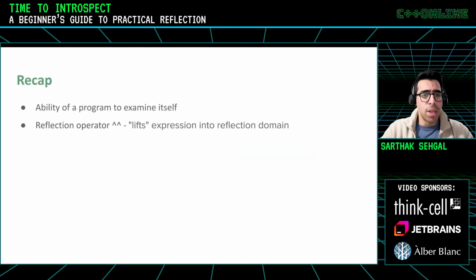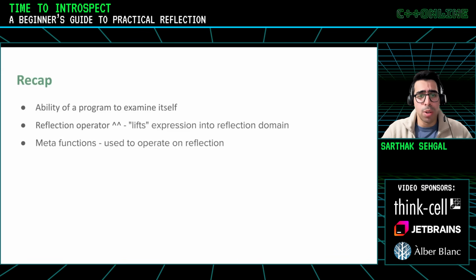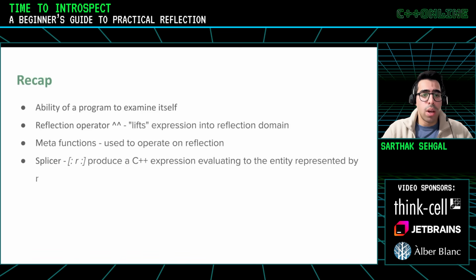To recap, what we've seen is reflection is the ability of a program to examine itself. We've seen the 3 pillars of reflection: the reflection operator, which lifts expressions into the reflection domain; meta functions, which are used to operate on reflections; and splicers, which produce a C++ expression evaluating to the entity represented by the reflection R. And I think this is the superpower of C++26, examining and generating code. And I hope that you were able to appreciate this as part of this presentation as well.